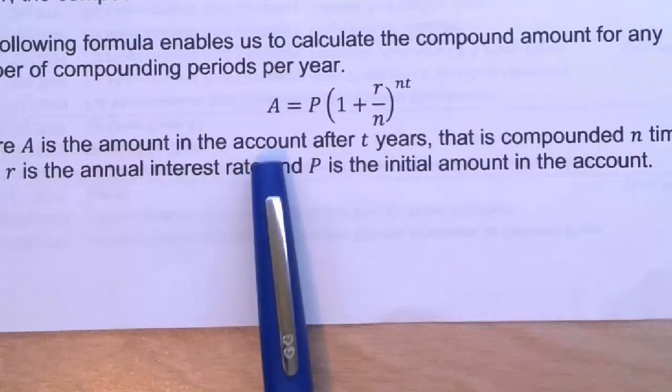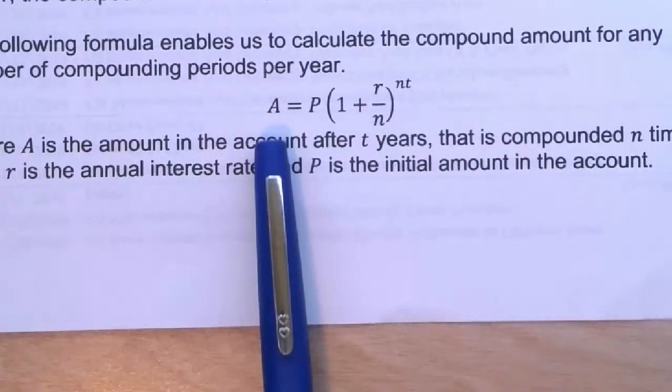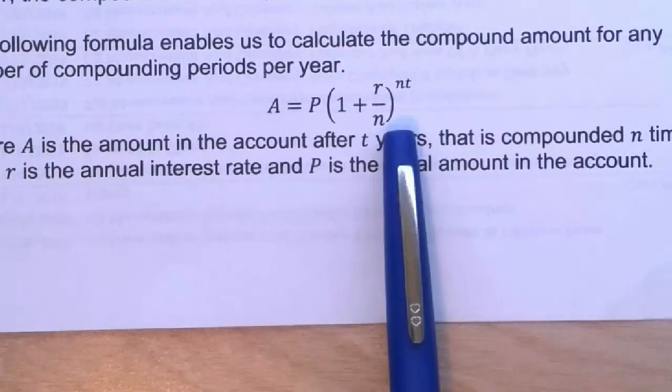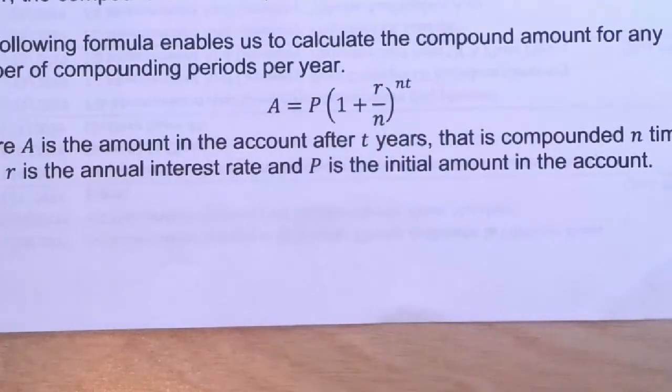Alternatively, we can use the compound interest formula, so A equals P times 1 plus R over N to the NT, so N times T is in the exponent. So N is how many times a year that we compound it, and T is in years again, just like before. So let's go ahead and look at an example.